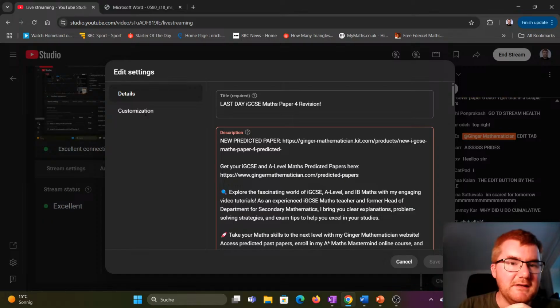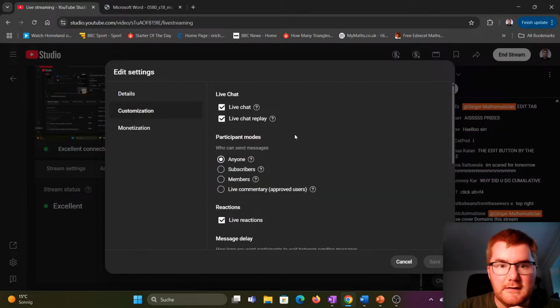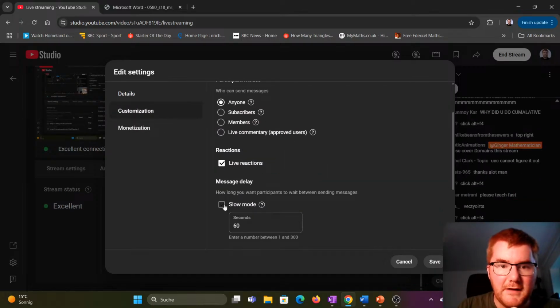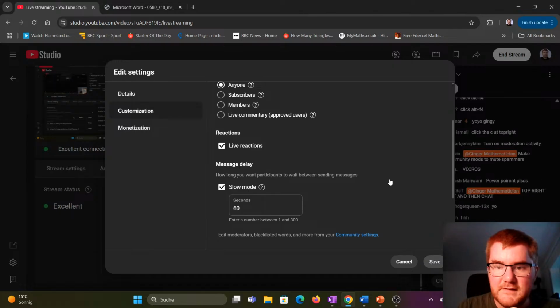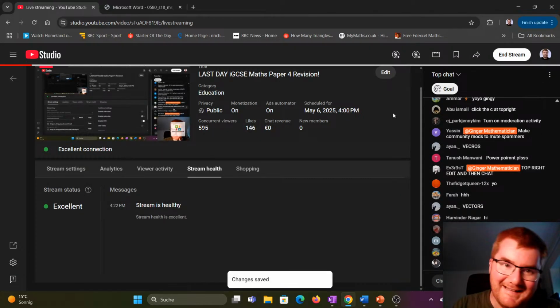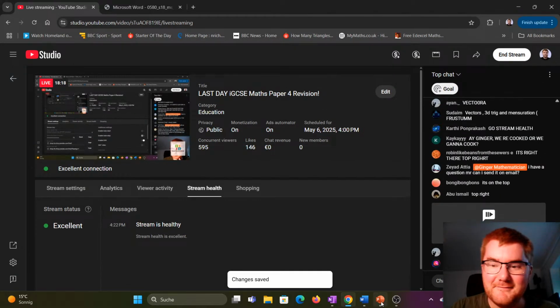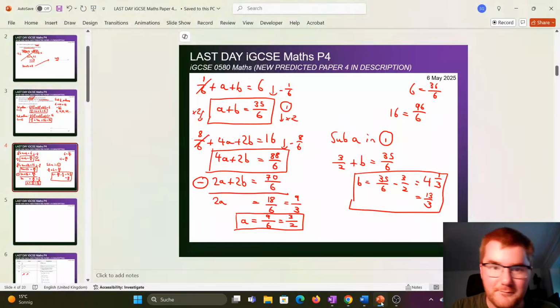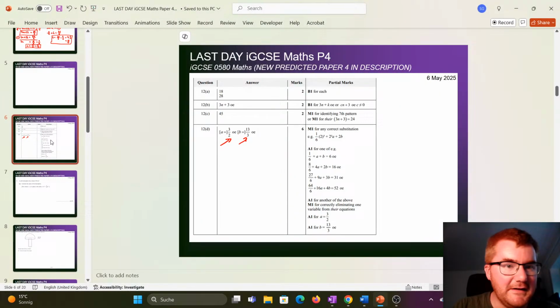Ah, yes, and you go to customization. Yep, I have seen this. Slow mode. There we are. It's now saved. Got there. Right, slow mode is on. There we are, that's going to help.